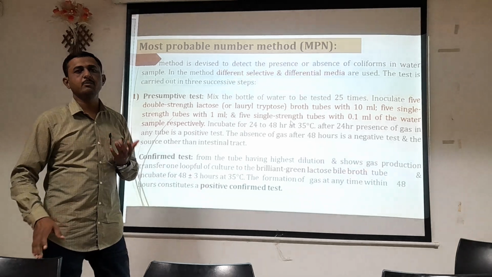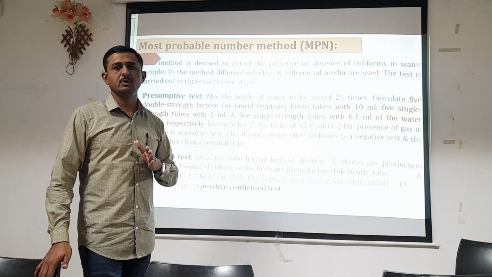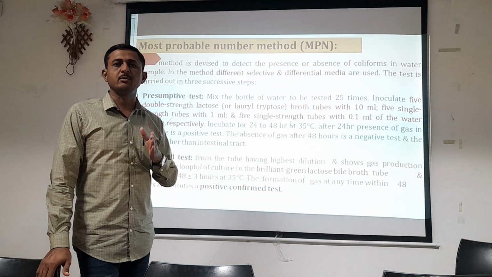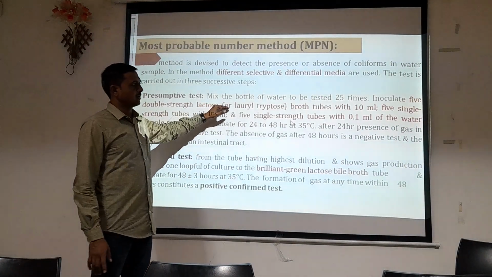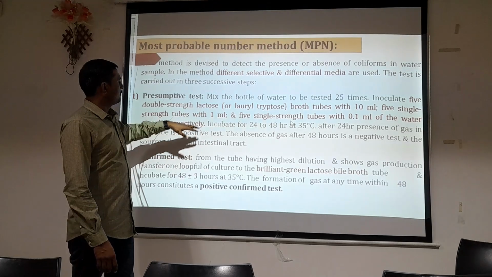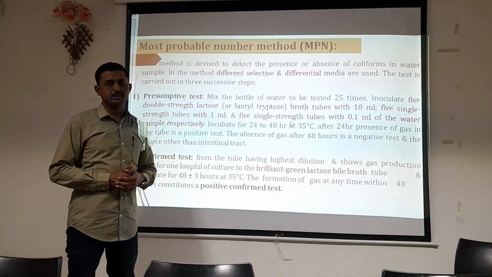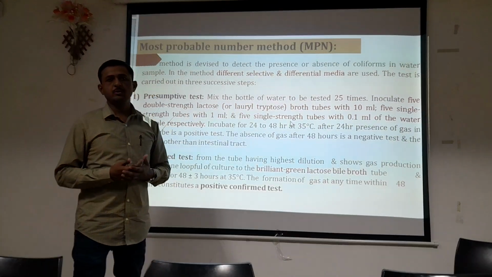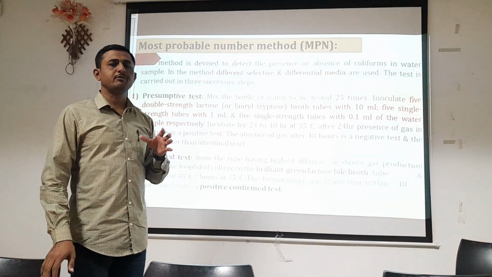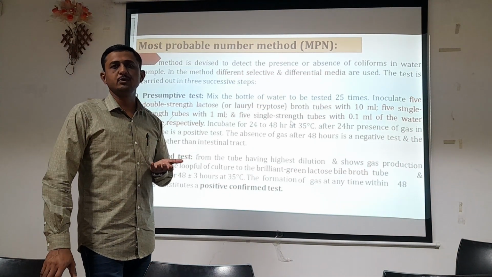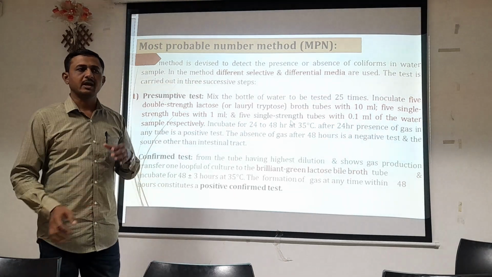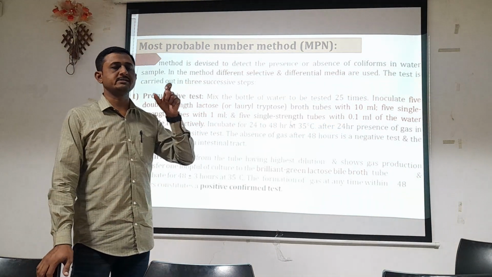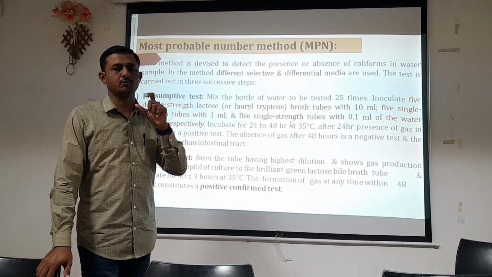You have inoculated 3 sets of tubes with 10 ml, 1 ml and 0.1 ml of water sample. After incubation, after 24 hours, out of the 15 tubes, look for those tubes which show acid and gas formation. Acid means a yellow color, and gas formation means that inside the Durham tube you can observe a bubble formation.